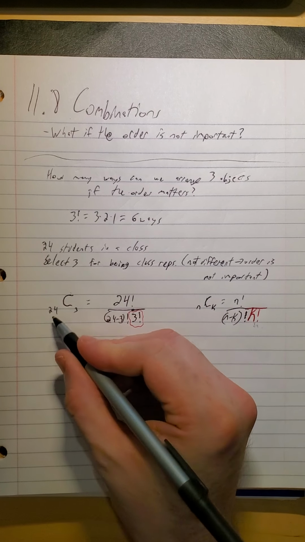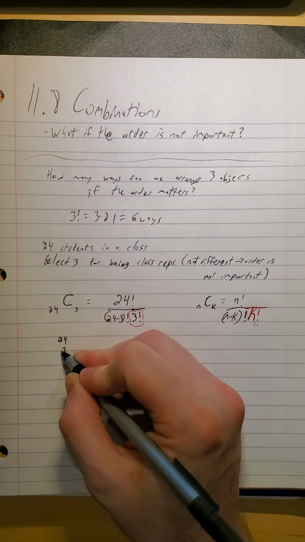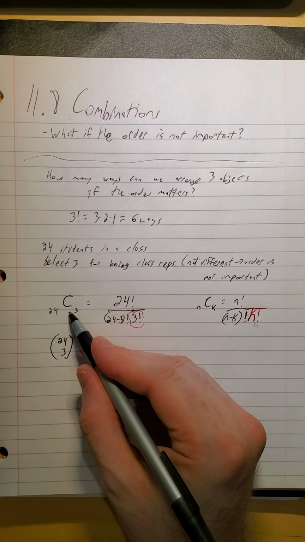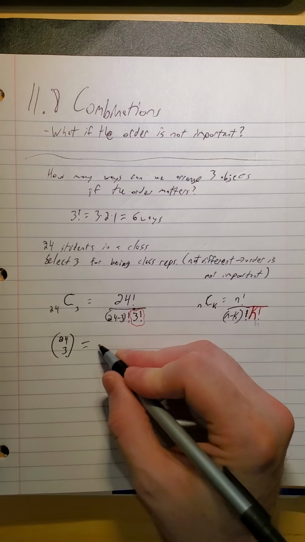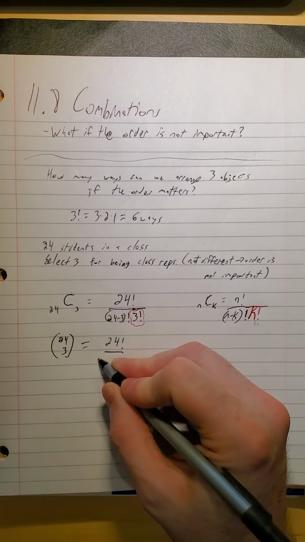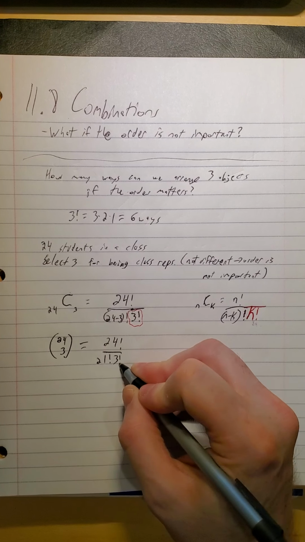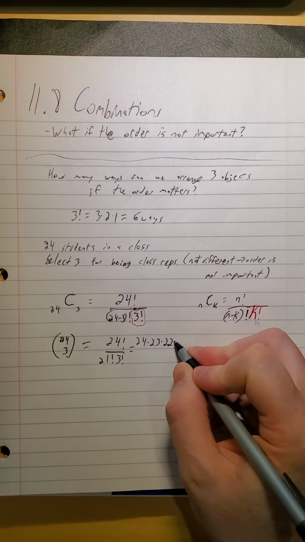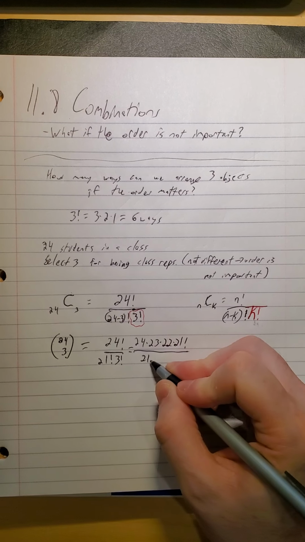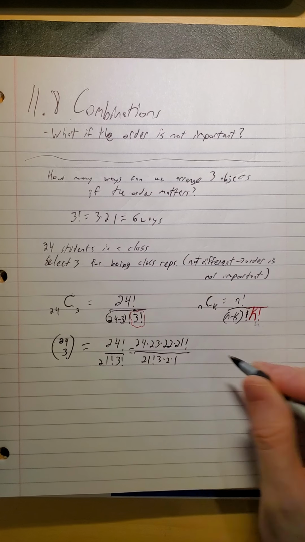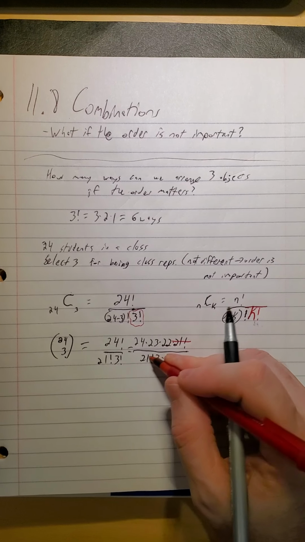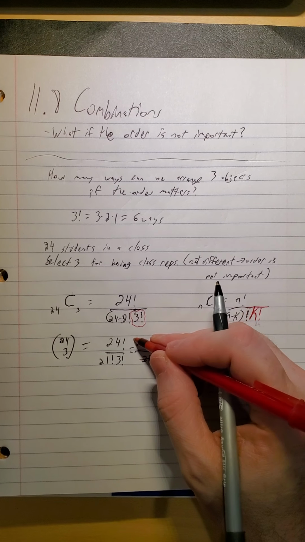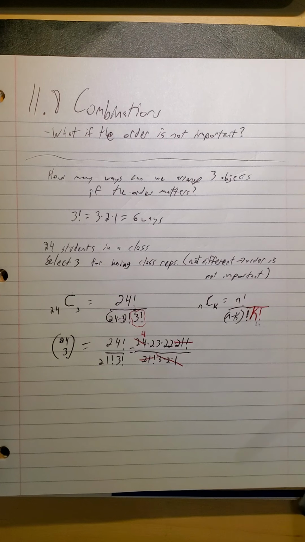So for this one, and I'll also show you some other commonly used notation. In parentheses, no fraction bar. This is the same as the C notation, 24 choose 3. So 24 factorial over 21 factorial, 3 factorial. I'll expand it out until I hit the bigger of the 2 numbers. So 21 factorial cancels. 3 by 2 by 1 is 6. And 6 is a factor of 24. I can knock that guy down to a 4.